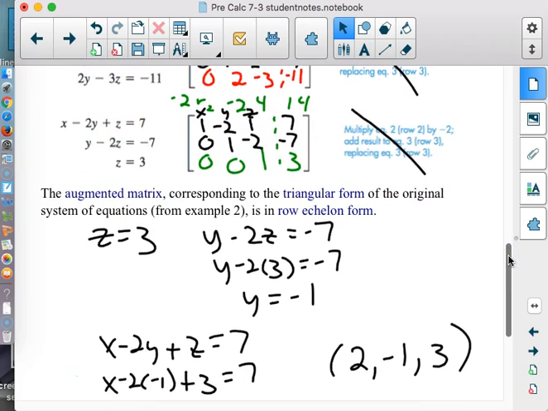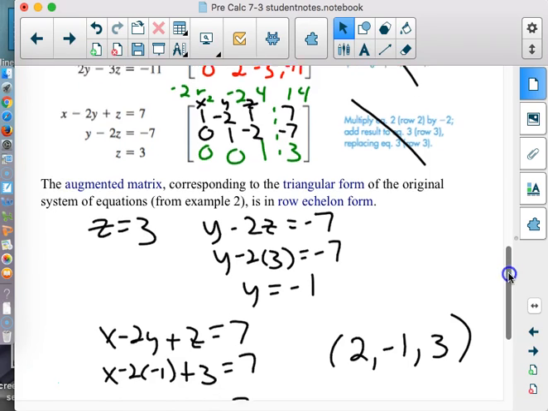So our goal is getting 1s on the diagonal and 0s in these other positions, because then this says z equals something, and we can back substitute and go as far back as we need to get our x's, y's, and z's. So the augmented matrix corresponding to the triangular form of the original system of equations is in what's called row echelon form. That's what we were doing: 1s on the diagonals, 0s to the left and below. Then back substitute to get your solutions.